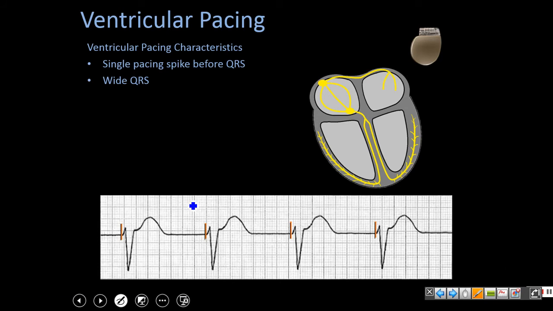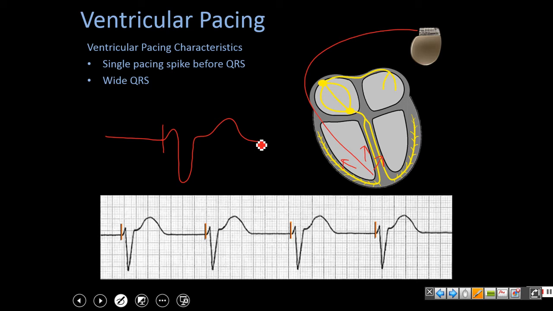Ventricular pacing. Ventricular pacing may be a single chamber configuration where there is a lead positioned only in the right ventricle, and it initiates pacing just in the ventricle. So on the isoelectric line, you'll see a pacing spike just before a wide QRS.